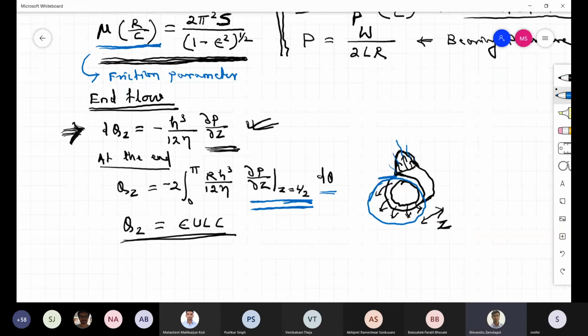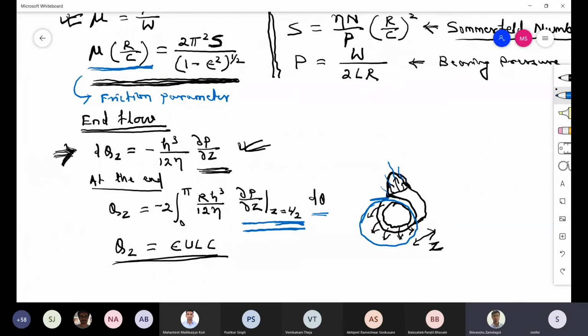Sir, in case of long bearing, this end flow should be 0, right? Because the del P upon del Z factor is... That is actually the assumption. See, long bearing means it is infinitely long, so you cannot reach the ends. Mathematically, if it is infinitely long, this L by 2 is equal to minus infinite by 2 to plus infinite by 2, right? So I cannot reach the infinite to calculate it. So whatever calculation we are doing is at Z equal to 0.